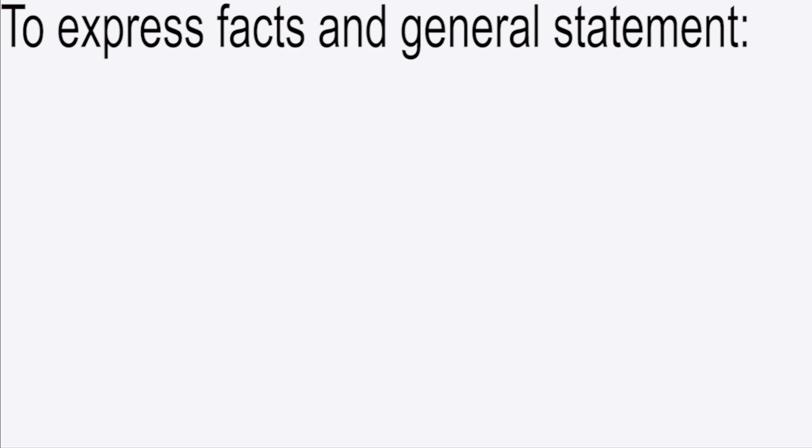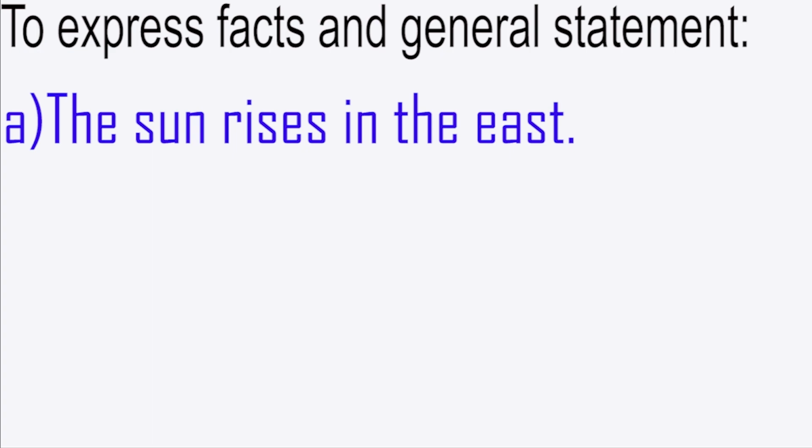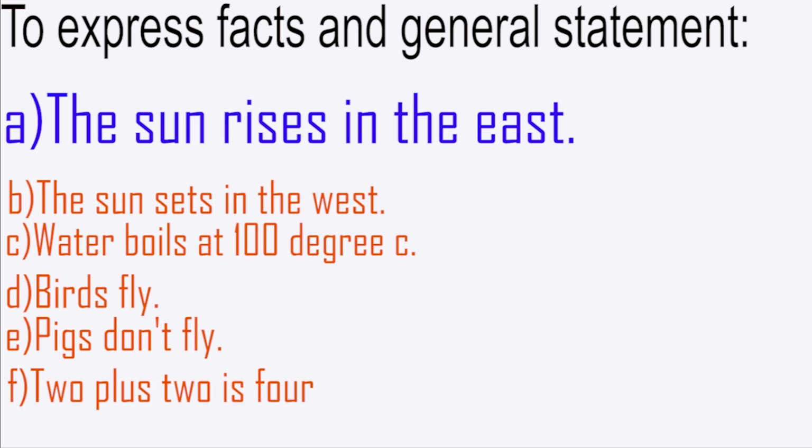For example, the sun rises in the east. Everybody knows that the sun rises in the east, right? It rose in the east yesterday, it rose in the east today, and it will rise in the east tomorrow. It is not something that I decided or you decided. It is a true fact. We could also say the sun sets in the west.